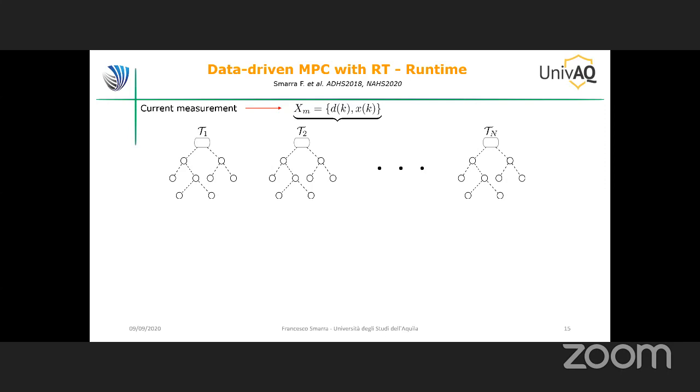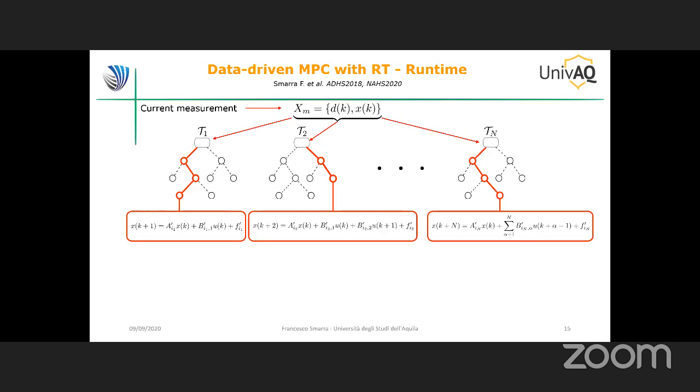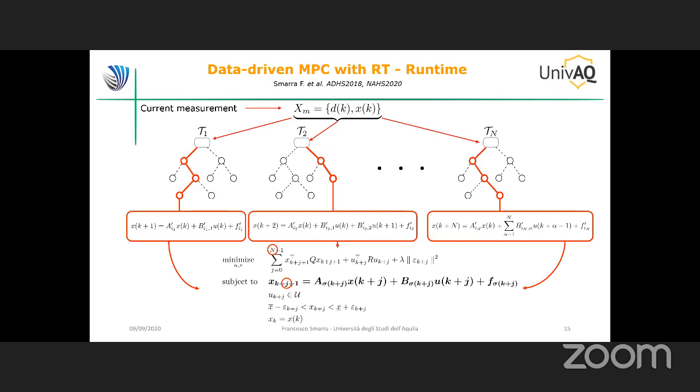In particular, once these structures are created, at runtime, given the current measurement, we can narrow down to the corresponding leaves of the n trees, select the correct models at that time, and set up the MPC problem in this way, that can be solved efficiently using standard programming. So we basically defined a switching system modeling framework where the switching rule is deterministically driven by the current measurement and the tree structure.